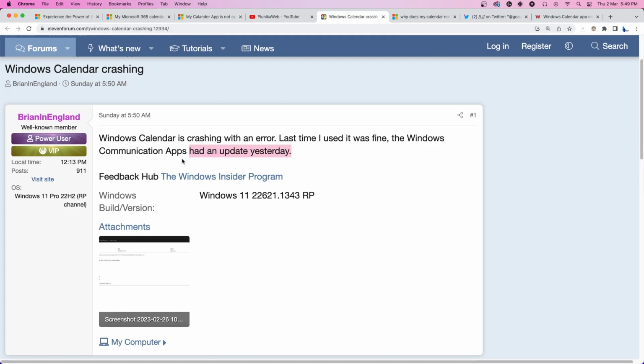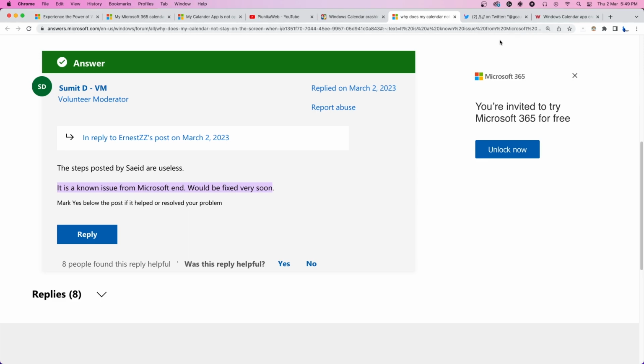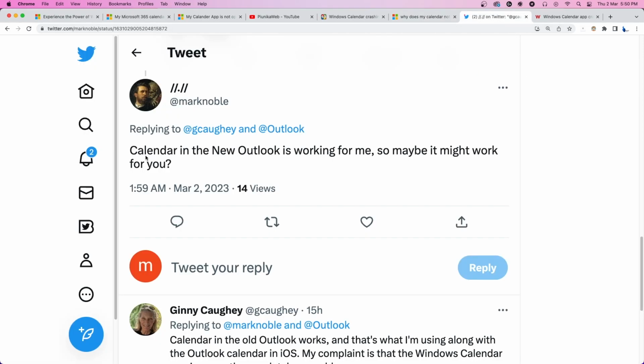It appears that a recent update is at fault here. Fortunately, a moderator has confirmed that the team is aware of the crashing issue and they are working on a fix, but no ETA was shared. For the time being, you can use the Outlook calendar as it serves mostly the same purpose. We hope the developers find the root cause behind the problem and fix it as soon as possible.